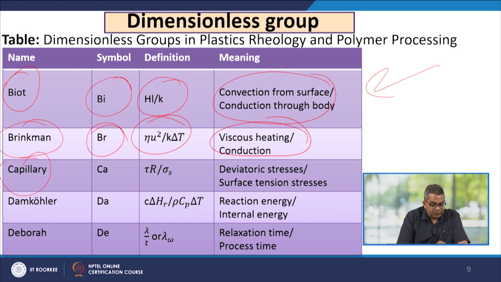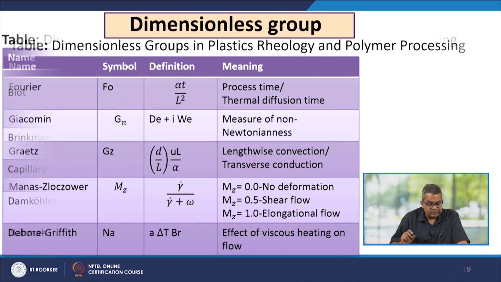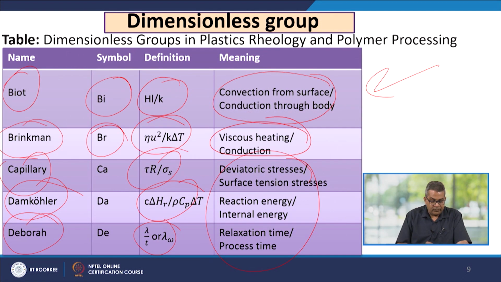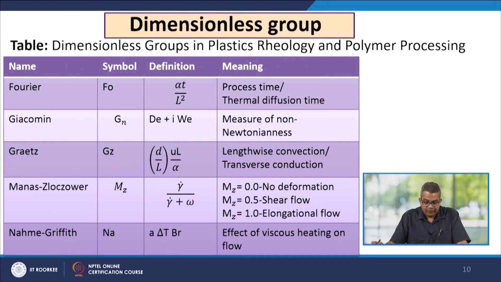Then capillary, Damkohler, Deborah number, and all these have their different definitions and meanings. Similarly, the Fourier number, represented by Fo, defined as alpha t over L squared. This is the ratio of process time to thermal diffusion time. Then the Giacomin number, Ge, where we have given this Ge over here, and this is a measure of non-Newtonian fluids.